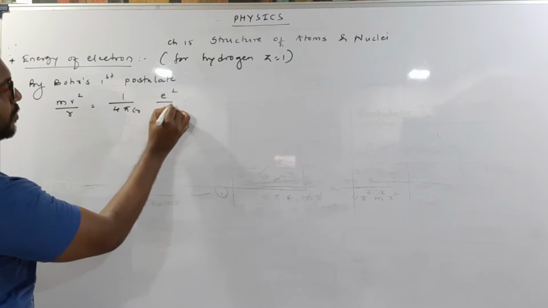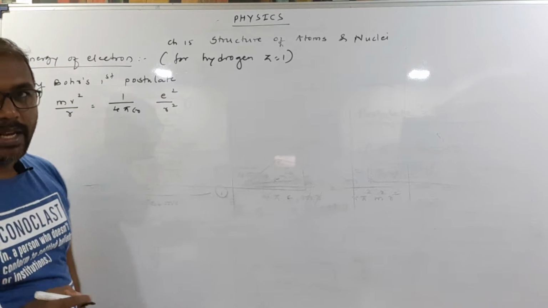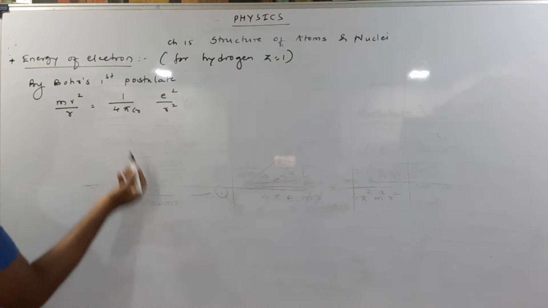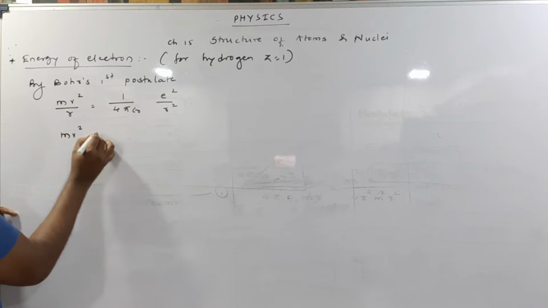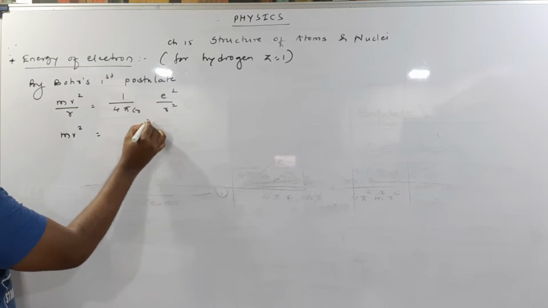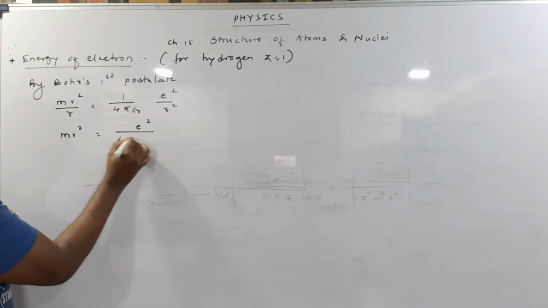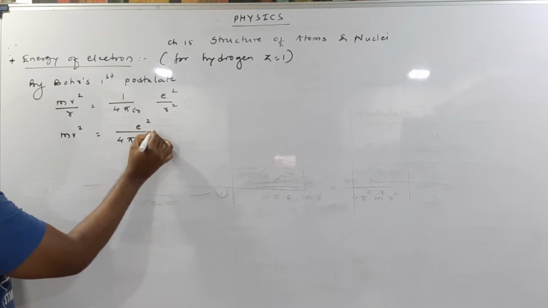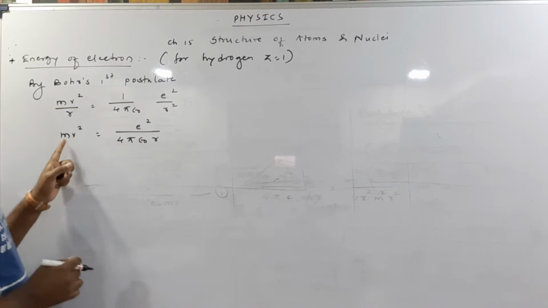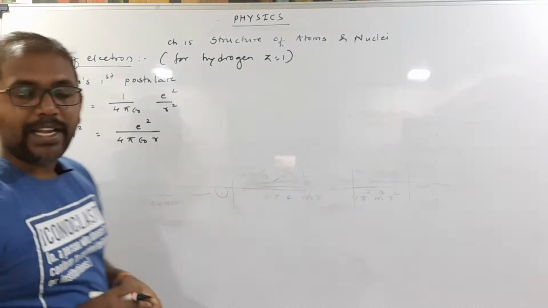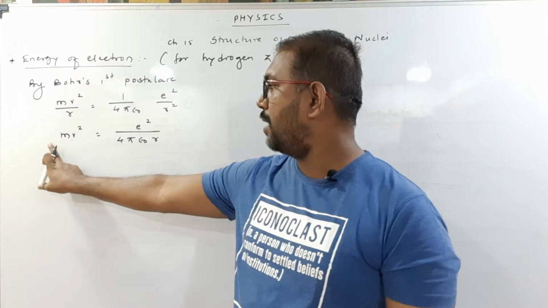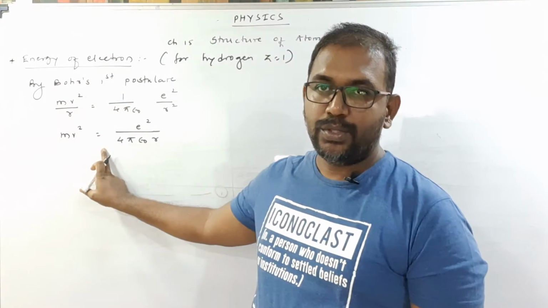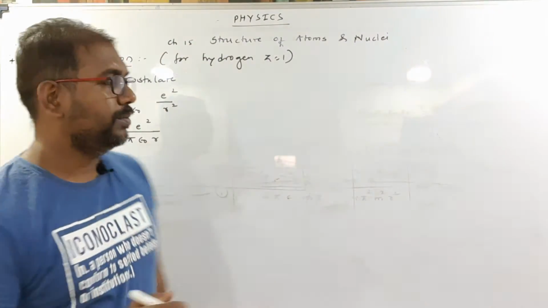So here we get this formula. Now here, by using that, I have to write kinetic energy. So this R gets cancelled. So we get mv square is equal to e square divided by 4 pi epsilon 0 R. Now we get mv square. You know that kinetic energy is half mv square. So I can multiply half on both sides. So we get a formula of kinetic energy.